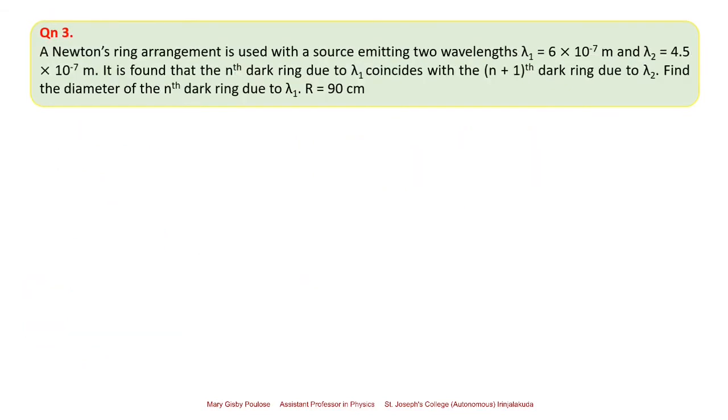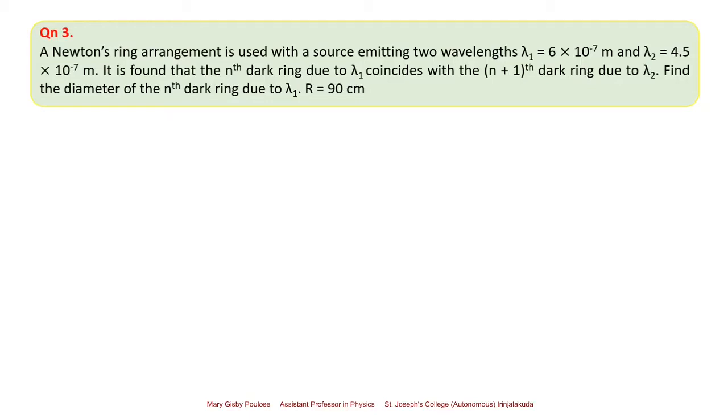So in the third question, we have a Newton's rings arrangement used with a source emitting two wavelengths. Lambda 1 is equal to 6 into 10 raised to minus 7 meters and lambda 2 is equal to 4.5 into 10 raised to minus 7 meters. It is found that the nth dark ring due to lambda 1 coincides with the (n plus 1)th dark ring due to lambda 2.